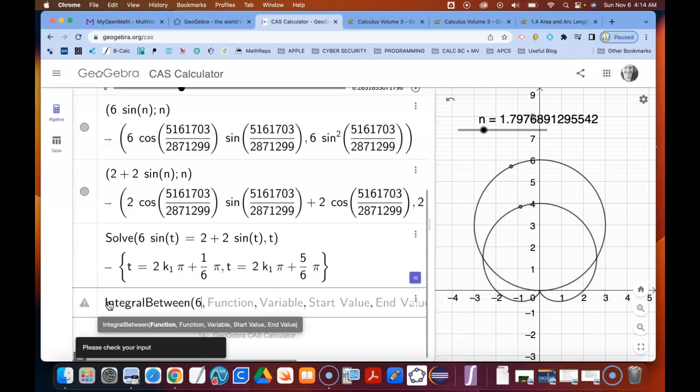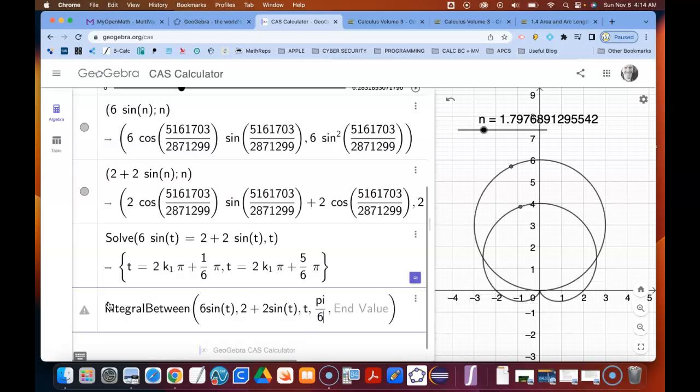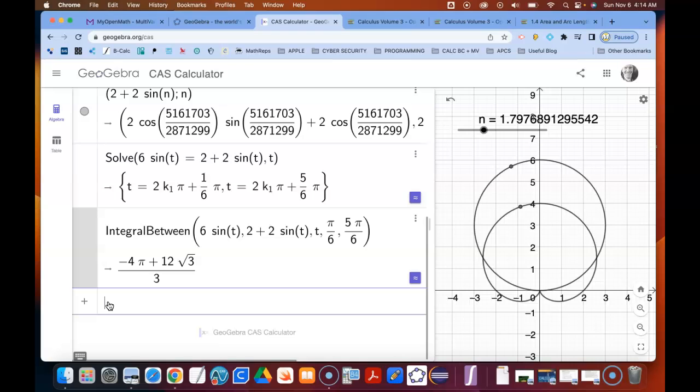So it is 6 sine of t, and then it is 2 plus 2 sine of t. The variable is t. The start value is pi over 6, and the end value is 5 pi over 6. And let's see what our answer is. Let's see if it's close.